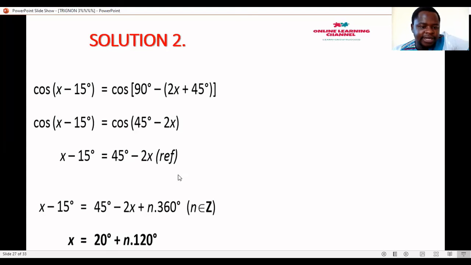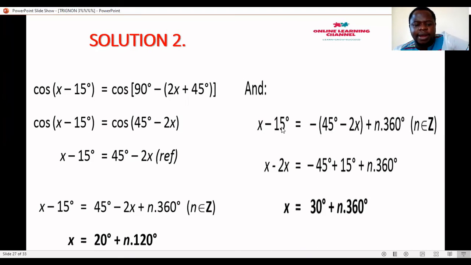So this is your reflex angle. So now x minus 15 is equal to 45 minus 2x plus n multiplied by 360, where n is an element of integer. So now when you transfer this, we solve for x here. It will be x equals to 20 plus n multiplied by 120.